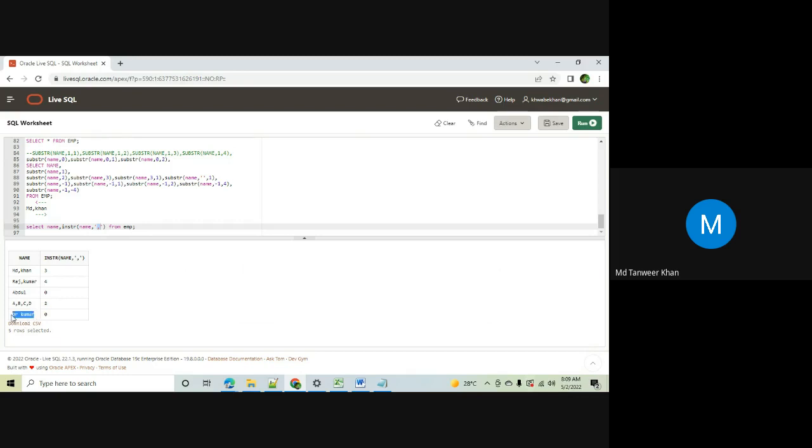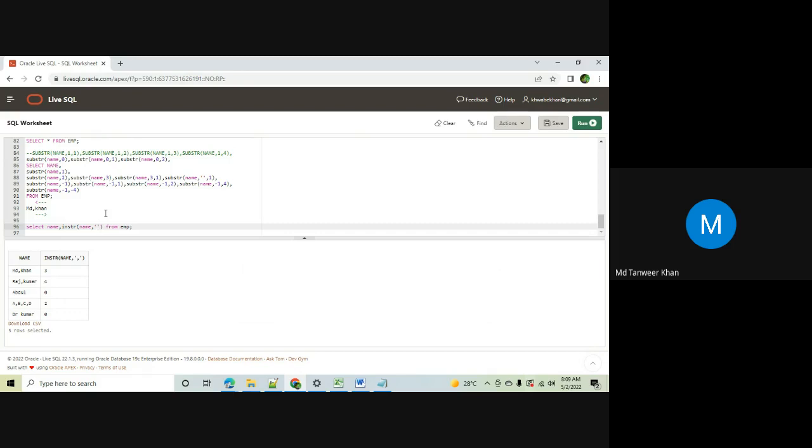Similarly, in Dr. Kumar, the output is 0. Why, guys? There is no comma. That's why the output is 0. Hope this is clear. The INSTR function will search for that character, whether it is comma or whatever you want, in this column name, and it will tell you the position of that.